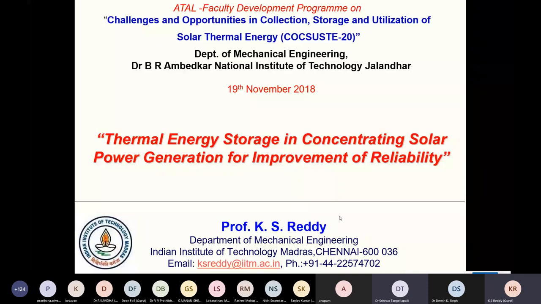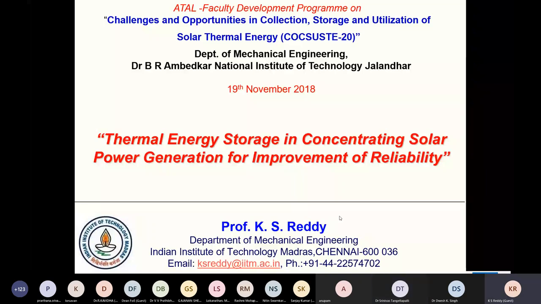So this is thermal energy storage in concentrating solar power for improvement of reliability. In the previous talk, we discussed more of energy conversion systems. But these solar systems work only during the daytime, and at night you don't have solar energy, so we don't get any output. But we use electrical energy or any energy at night also. So how do you make solar energy available at night?